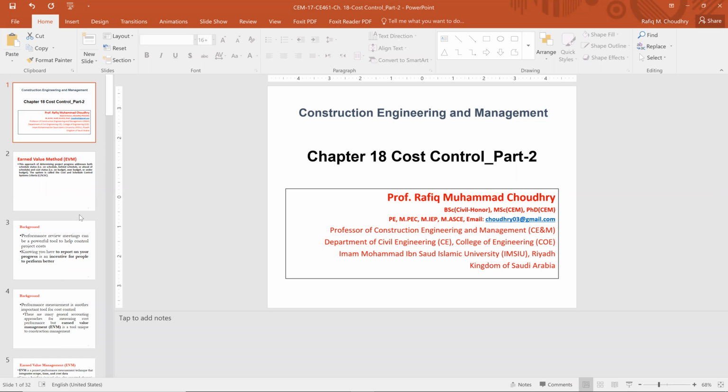With cost, we calculate either under budget or over budget: our cost is low or high. In terms of schedule, we say ahead of schedule or behind schedule. Ahead of schedule means we are building fast, and behind schedule means we are building slow. So with this, we have finished chapter 18 about cost control, and we covered in both lectures a number of methods for how to control the cost and how to apply the earned value method.